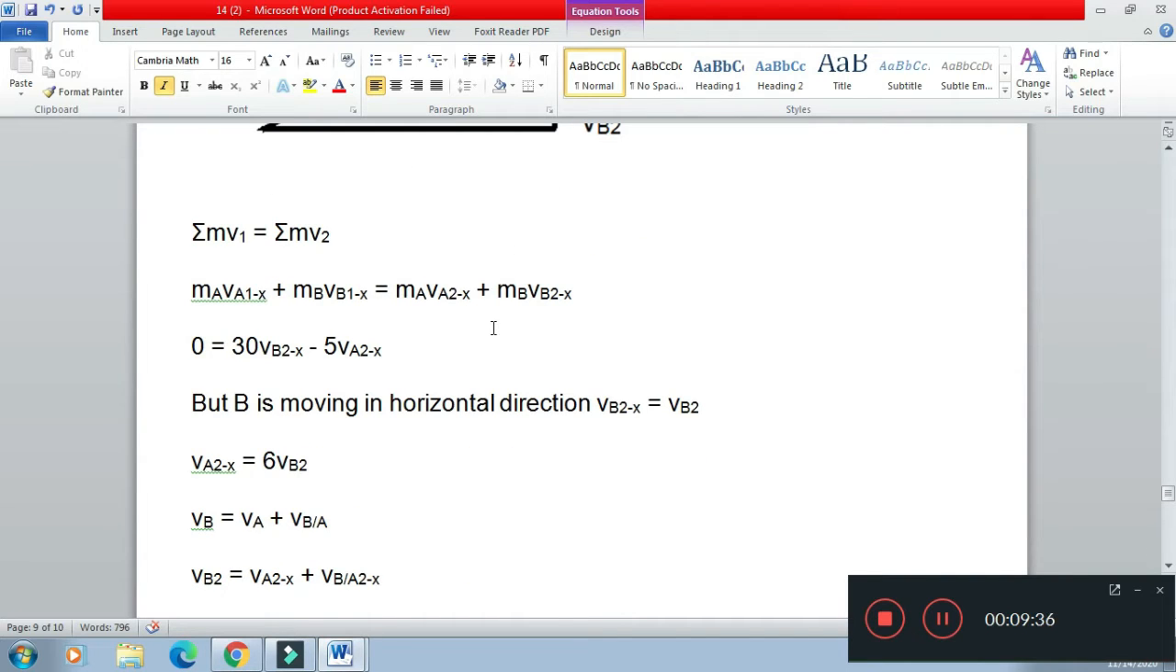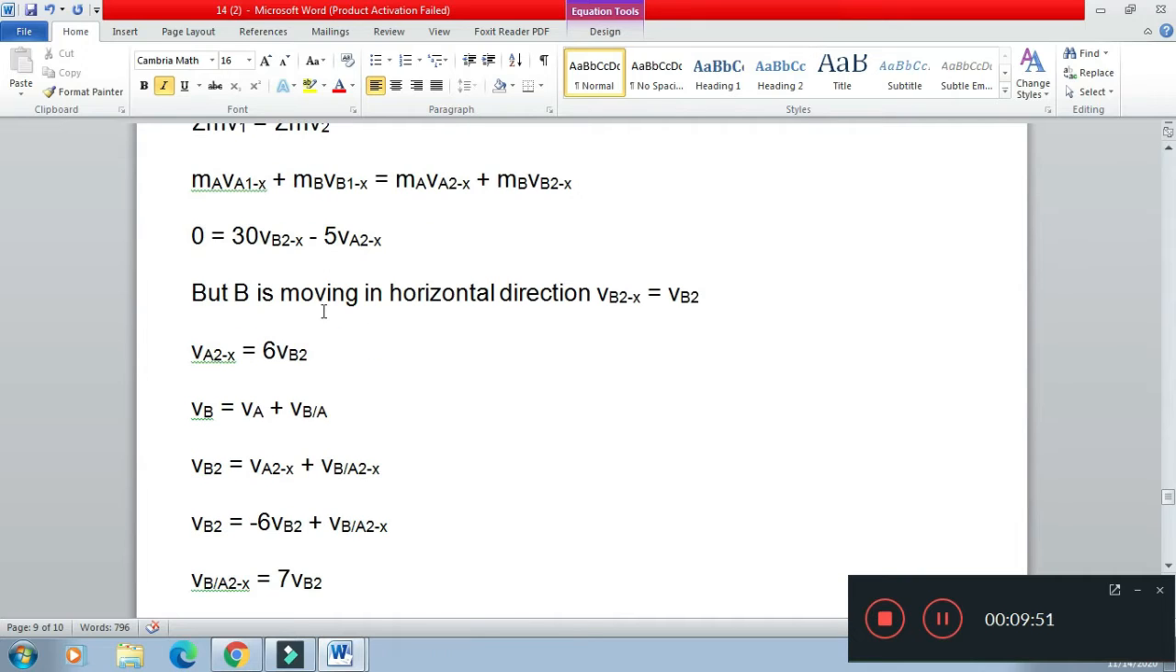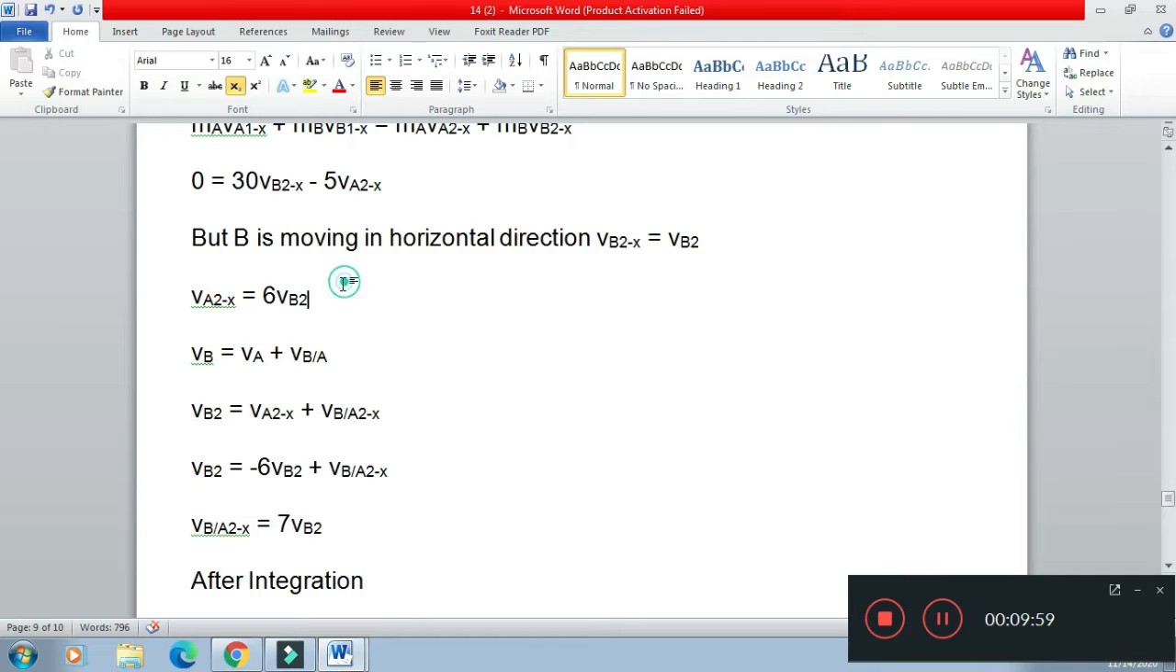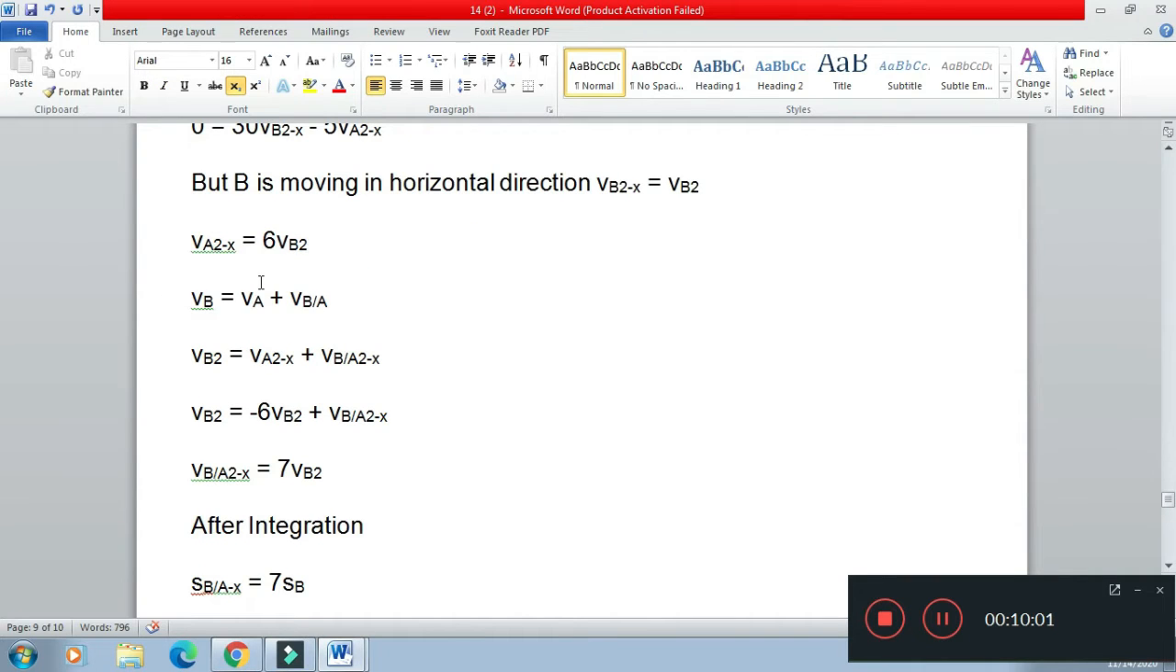The velocity of block A is towards left, so we include a negative sign, and for block B we assume that it is moving in the positive direction. So we get a relation between velocity of A and velocity of B in x direction. So this is one equation. Then we solve the equation of kinematics for the relative conditions.